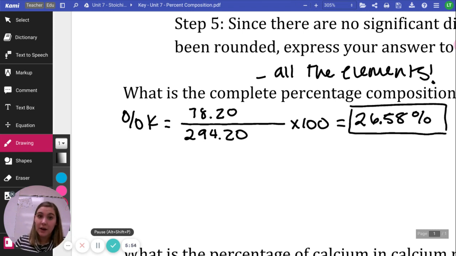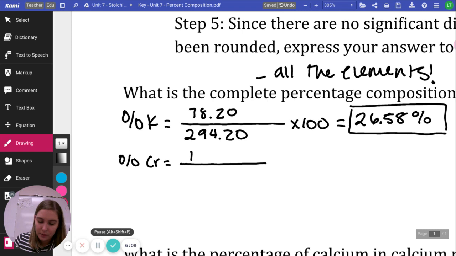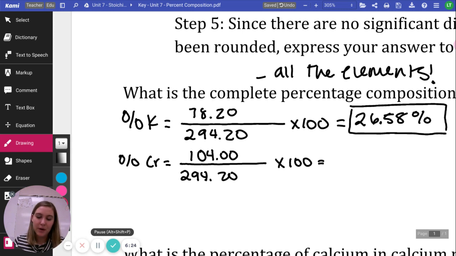Okay, now let's do our next element. Our next element would be chromium. So percent chromium. We have 2 chromiums in our formula. Each chromium has a mass of 52, so we have a total mass of chromium of 104 grams of chromium divided by our total molar mass, which is 294.20, times 100, because this is a percent problem. And then we'll plug it in.